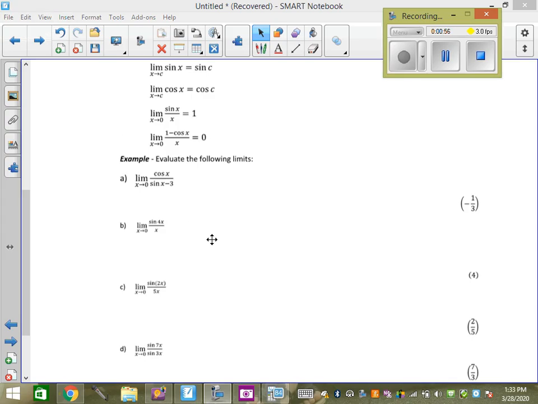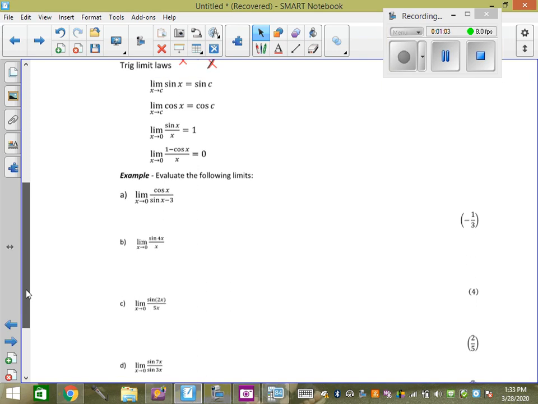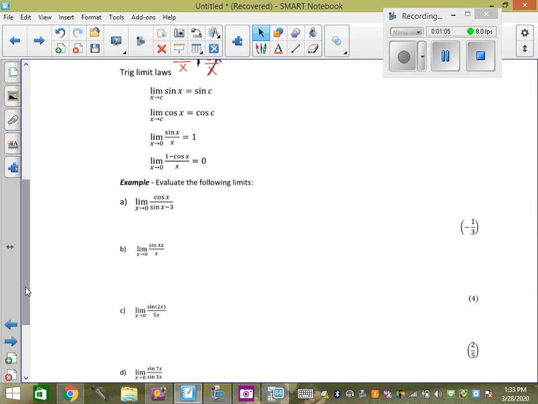All right, I think we can do notes now. All right, so trig limit laws. So we have a few rules that I'd like to go over. So the limit as x approaches c of sine x. If they gave you that, you could just plug c in for the x, and then you'd give me the answer. So for example, if it was like sine of 0, okay?